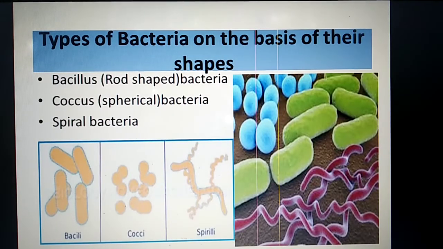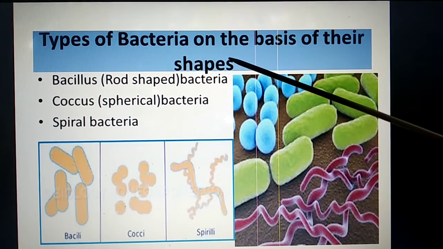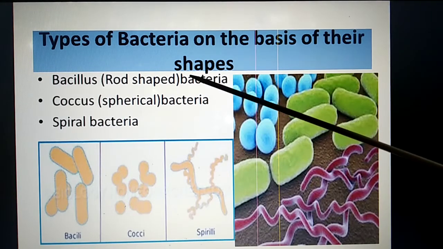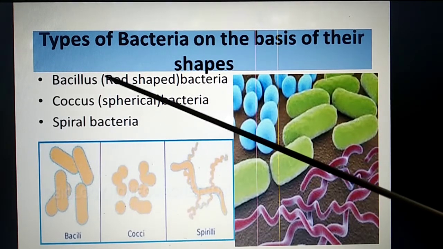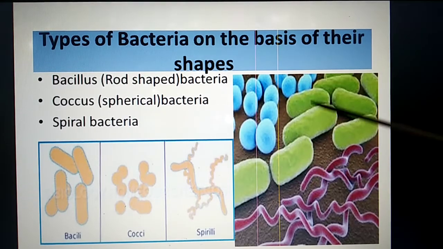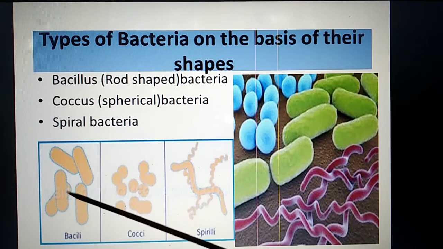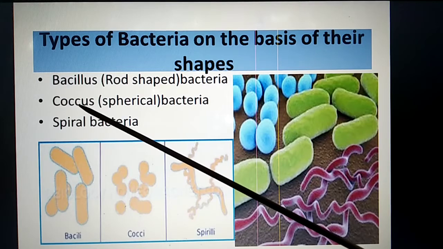Next, types of bacteria on the basis of their shape. On the basis of their structure, on the basis of their shape, bacteria are mainly of three types. The first is called bacillus. Bacillus is rod-shaped bacteria. You can see the picture of bacillus here also. These are called the rod-shaped bacteria or bacillus bacteria. It is written bacilli.